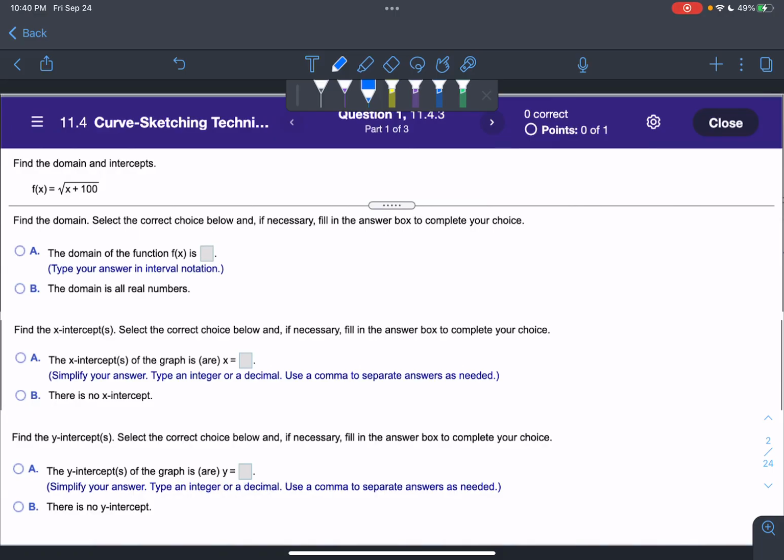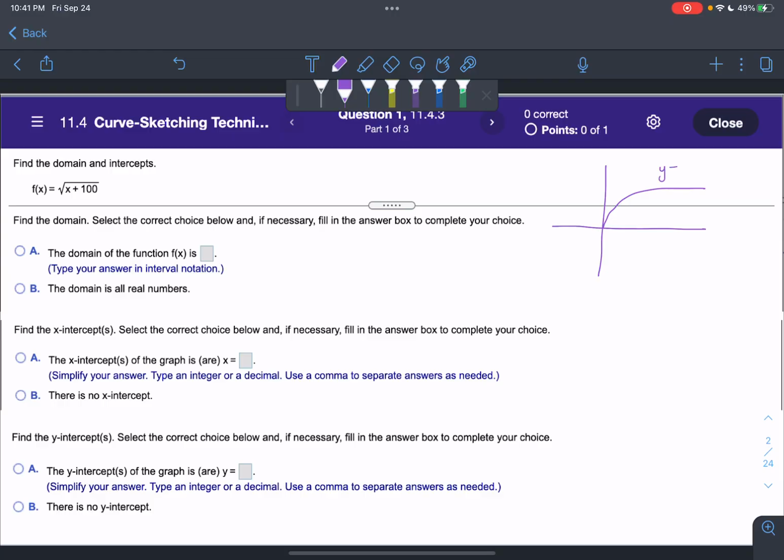All right, so for this function, we want to know what the domain is, right? And then some of the intercepts. So the domain for this function. Notice that we have a square root. So what do we know about square roots? Well, we can't put a negative number in under the radical, right? That's not really allowed. So usually when we have a square root function, it looks like this, where our domain is all positive x's.